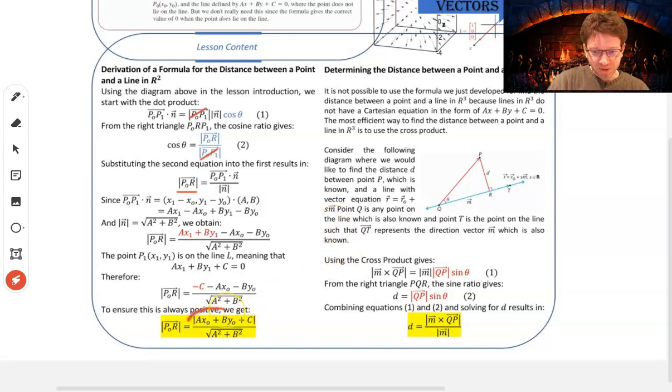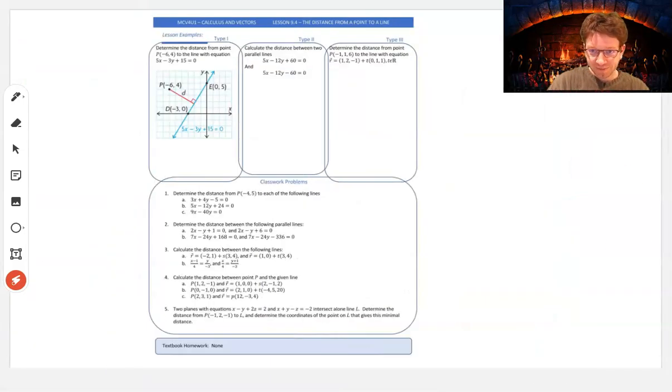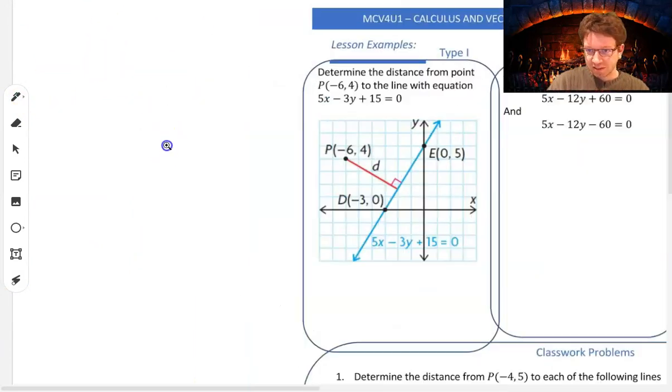So let's do an example with this, and then we'll go to 3 dimensions later. 3 dimensions is over here, but we'll come back to that. Let's go over here to question 1, or example 1. And we're going to apply this formula, just to see how it works.